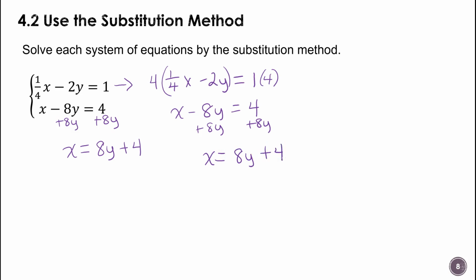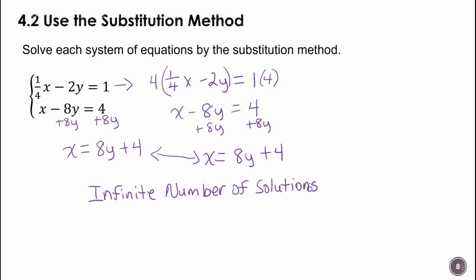And now you can see that we have exactly the same equations, right? Those are the same. And what that means is that we're graphing the same line. And so this equation has an infinite number of solutions. And that's because the slopes are the same, the y-intercepts are the same, infinite number of solutions. Okay, so we're finished with that question.